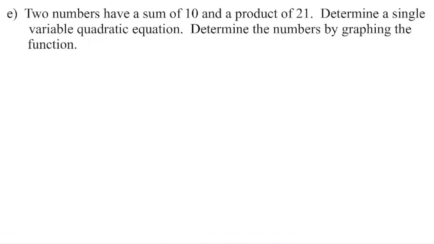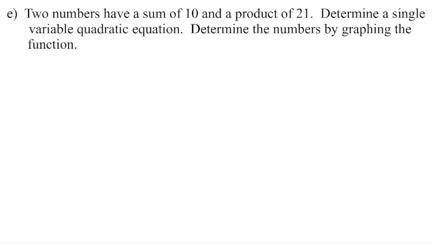We're told that two numbers have a sum of 10 and a product of 21. So we know that sum is addition. We know that product is multiplication. We have to determine a single variable quadratic equation and then get those numbers.